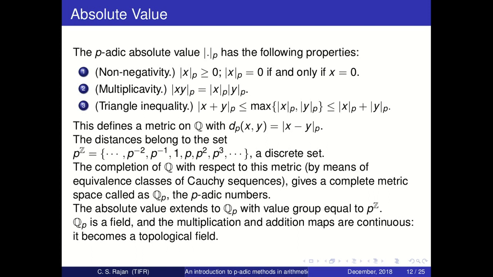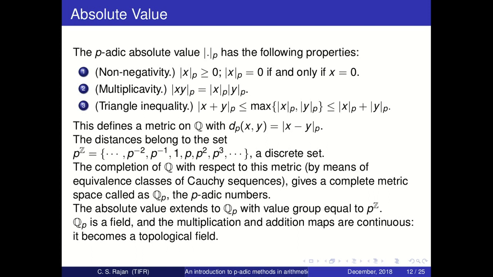And this defines a metric on Q with distance |x minus y|. So two numbers are close if and only if their difference is highly divisible by p. If I restrict it to the integers, the distance belongs to the set p to the power Z, because the distance is always 1 by p to the power r, that is all that happens.